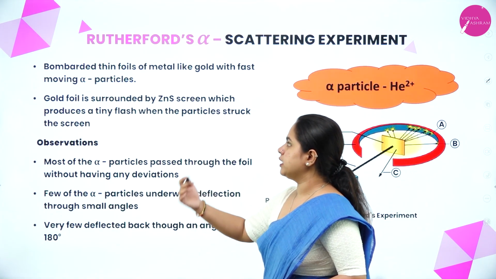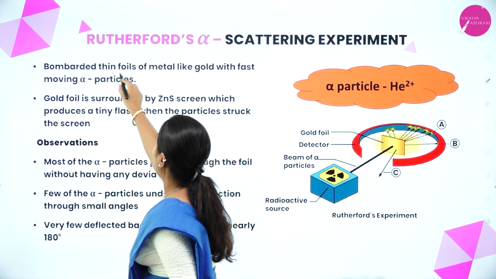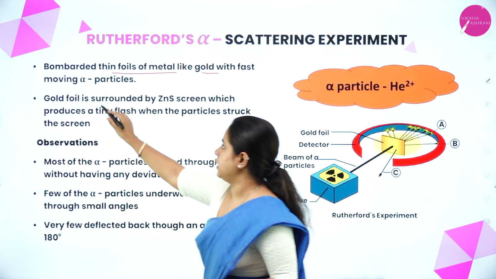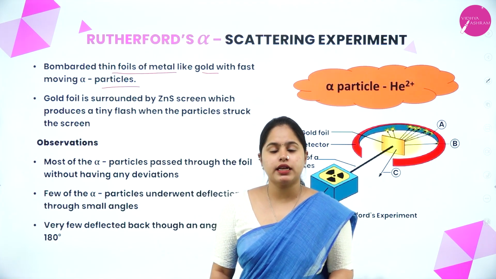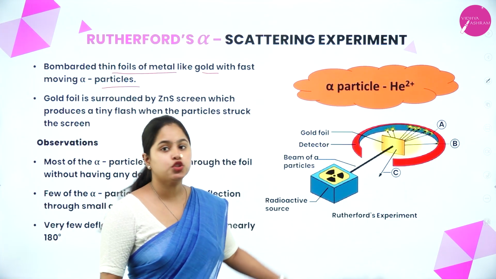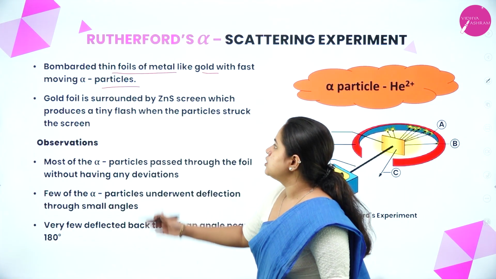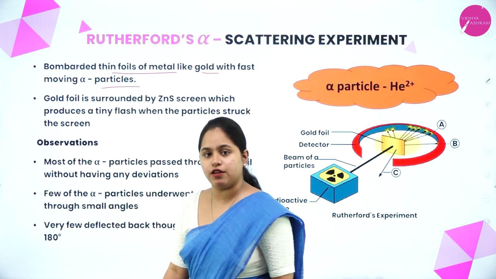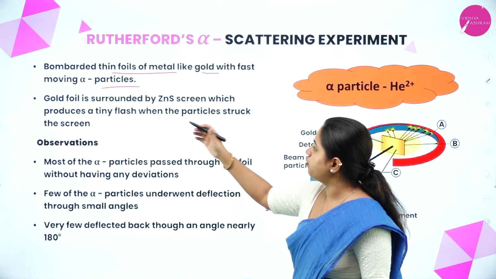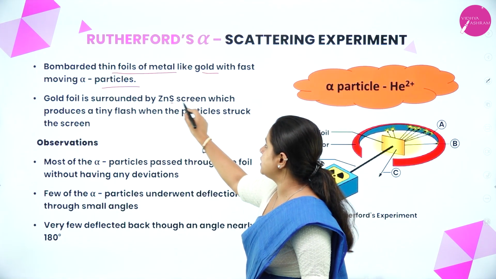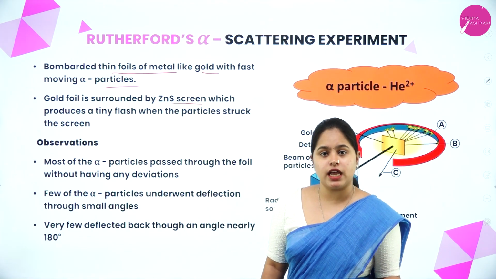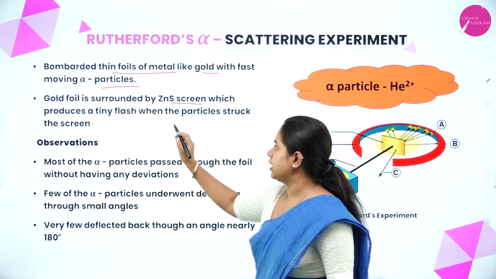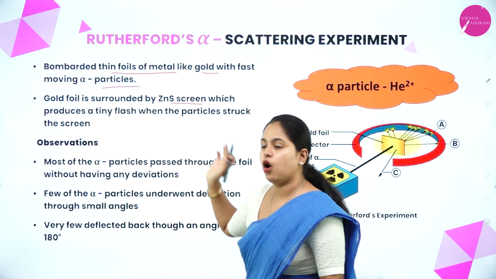What he did is he bombarded thin foils of metal like gold with fast moving alpha particles. What exactly are alpha particles? They are helium-2 plus ions. The gold foil is surrounded by a zinc sulfide screen. We studied this in the last session also. It's a fluorescent material, which produces a tiny flash when the particles strike the screen.